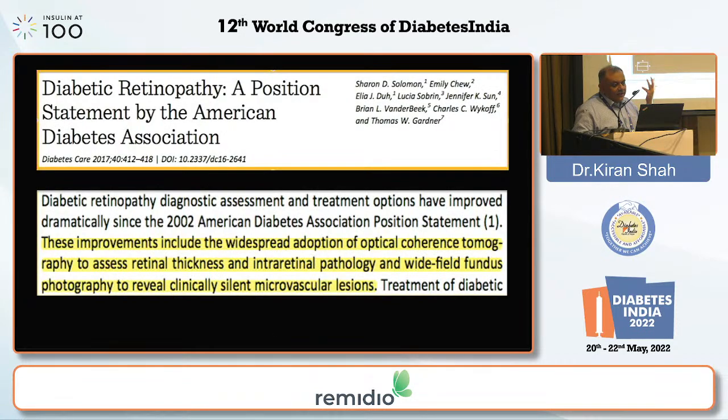Now, what does the ADA say? There are improvements, which include the widespread adoption of OCT to assess the retinal thickness and intraretinal pathology, and the wide field fundus photography to reveal clinically silent microvascular lesions. So this is the statement from 2017.